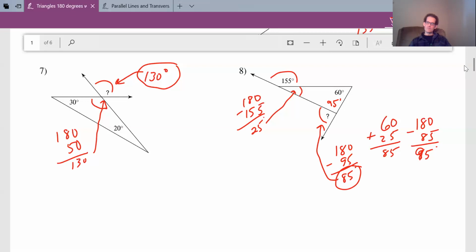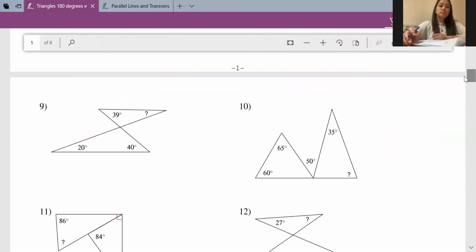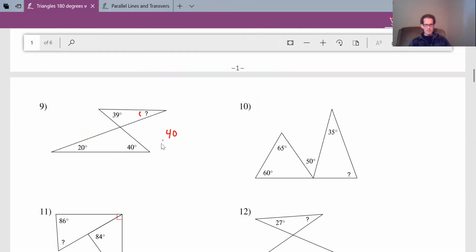Okay, let's look at a few more together. This one, number 9. I want to eventually get all the way over here, so I'm going to start with the angles that I have here. So the first thing I would do is 40 plus 20. 40 plus 20 is 60. Then I subtract from 180, and I get 120. And that goes up here.